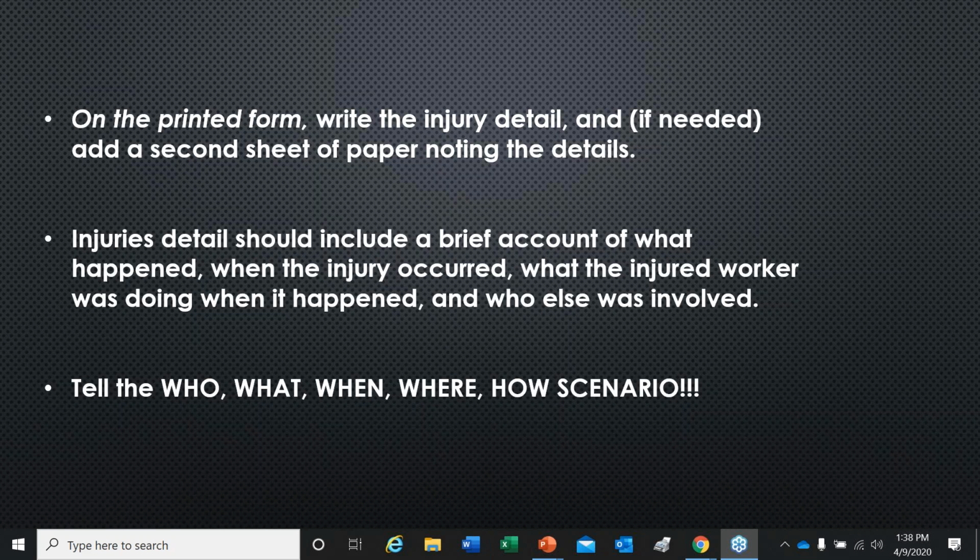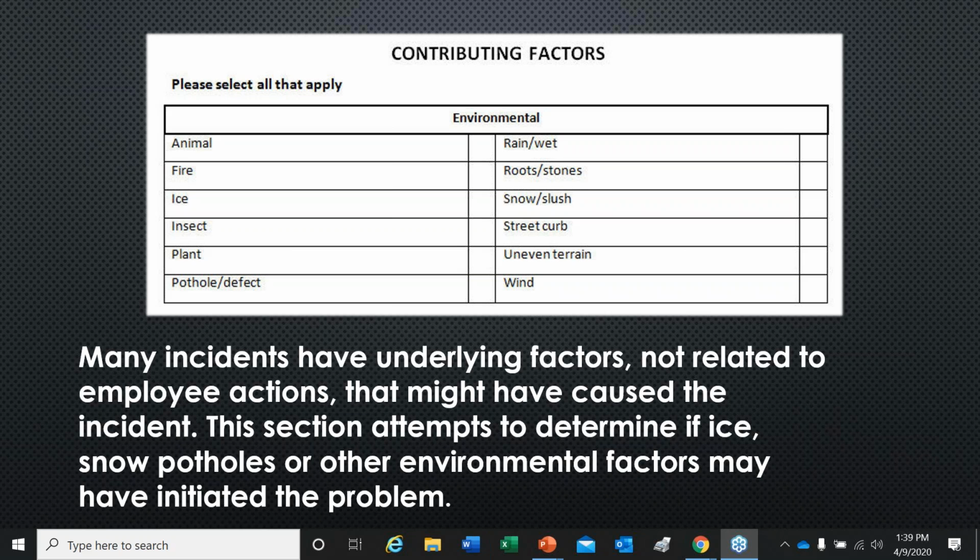On the printed forms, please give us any injury data that you can have, and if there's a second sheet needed, fill that out. And then the detail, give a brief account of when the injury occurred, what happened, what the injured worker was doing when it happened, and who else may be involved. If you can't remember anything else, tell us the who, what, when, where, and how scenario. That'll get us through the whole process.